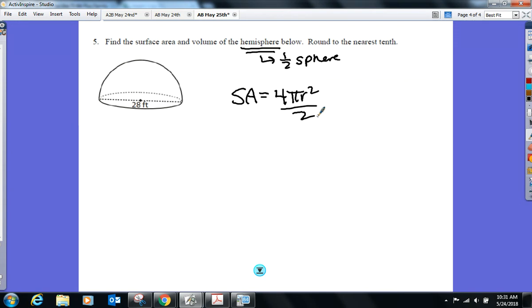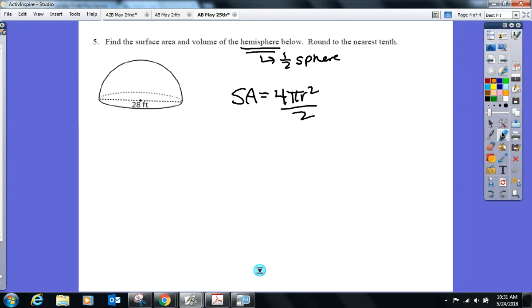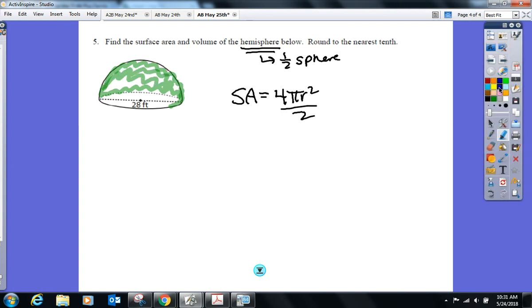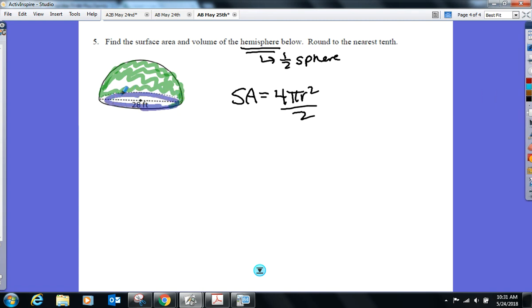Think about what we've talked about already this unit as far as what surface area is. That's everything showing on the outside of the circle. When you guys do 4 pi r squared and cut it in half, what you're doing is you're just finding the outside right now of this half sphere. What you're forgetting is the circle that's on the bottom. We have to count that surface area as well.